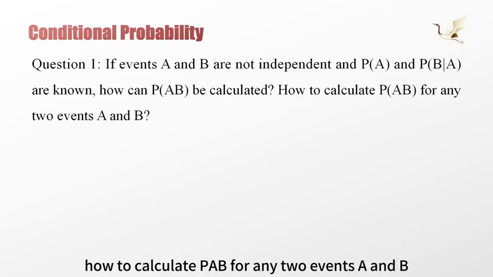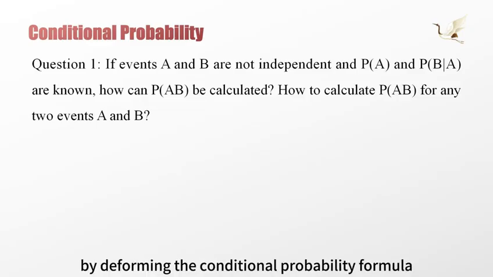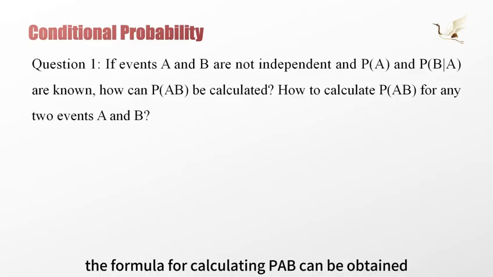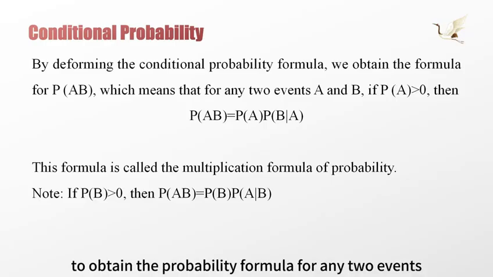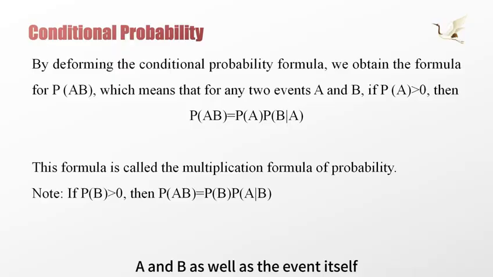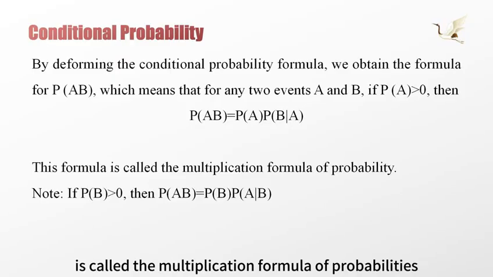How to calculate P(AB) for any two events A and B? By deforming the conditional probability formula, the formula for calculating P(AB) can be obtained. Transforming the conditional probability formula gives the probability formula for any two events A and B, which is called the multiplication formula of probabilities.